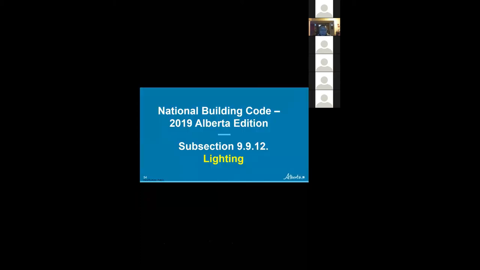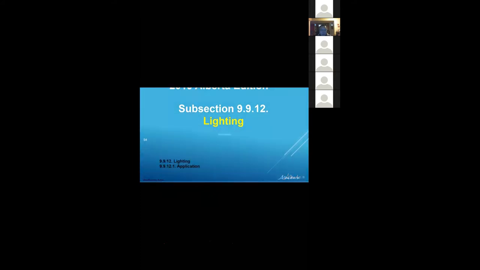Okay, NBC subsection 9.9.12 for lighting. So lighting application, 9.9.12.1: the lighting in all means of egress except those of dwelling units or a house with a secondary suite. Required lighting facilities in egress facilities: every exit and public corridor providing access to exit to the public, an average level not less than 50 lux at floor or tread level. I'm going to go through this a little quicker, but if you have questions, shout them out. The minimum value of the illumination required by sentence one shall be not less than 10 lux, but it still has to be 50 lux at floor or tread level.